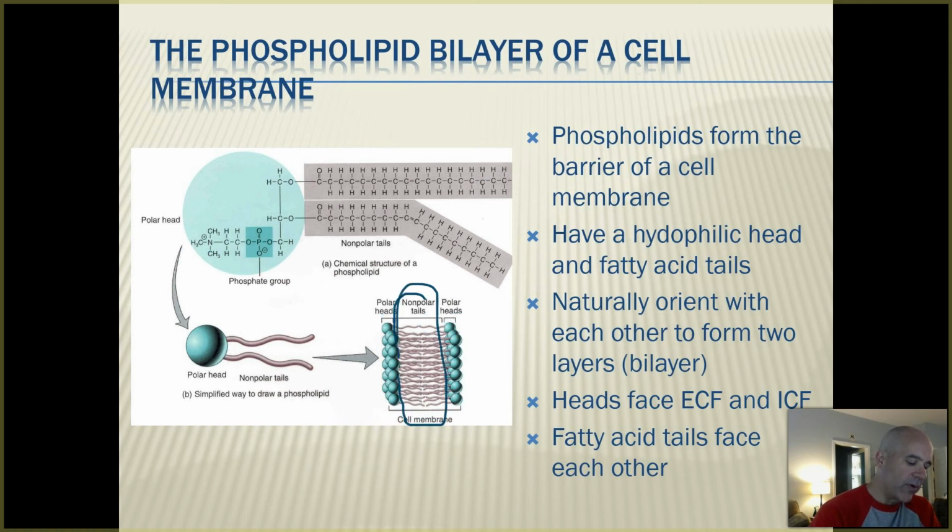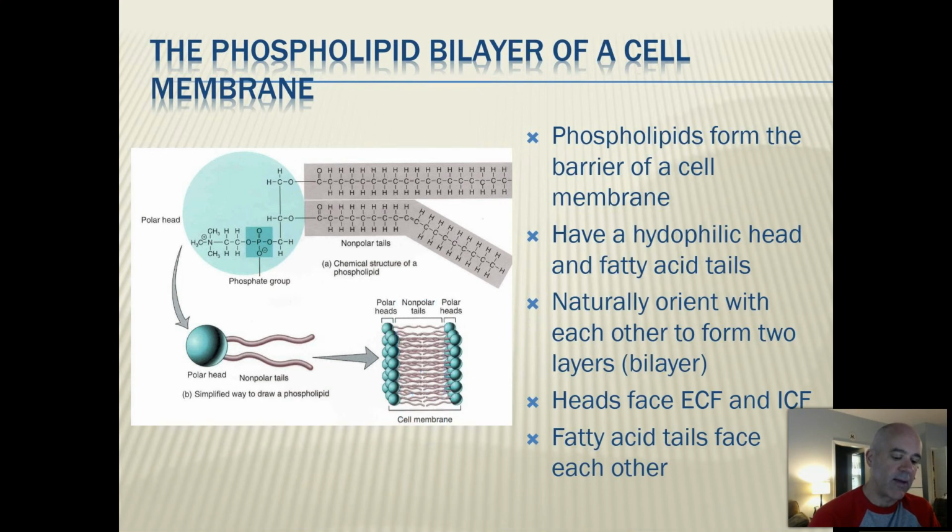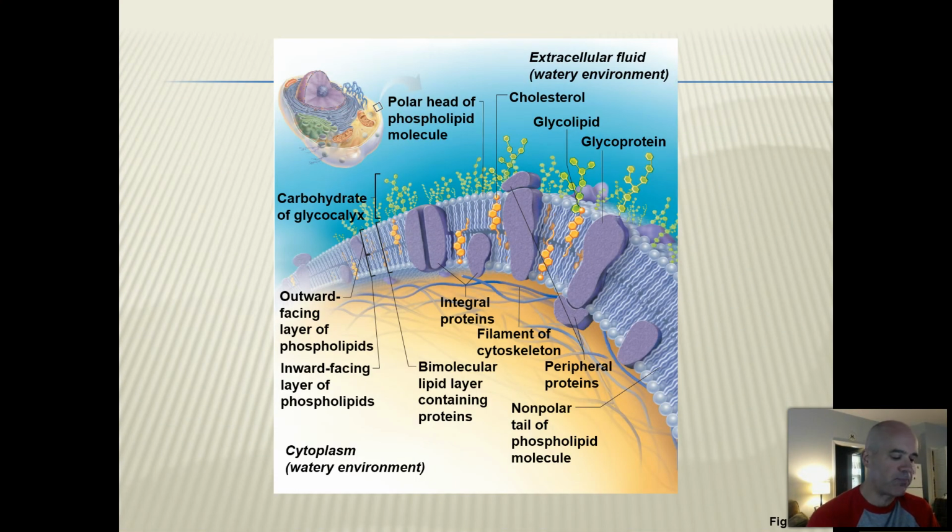Those fatty acid tails there intermingling with each other, that forms a hydrophobic barrier between the inside and the outside of a cell. The reason for that is most of your solutes, you got solutes inside the cell, you got solutes outside the cell, and most of those are hydrophilic. So they don't like those fatty acid tails. So most solutes cannot just freely move across the cell membrane because they're not going to be able to get in there and intermingle with those fatty acid tails long enough to be able to do that.